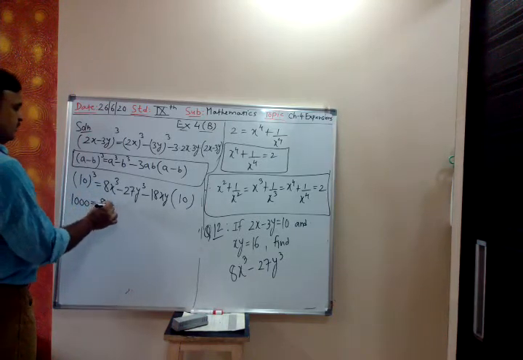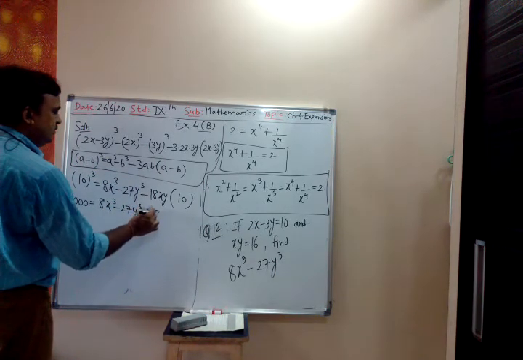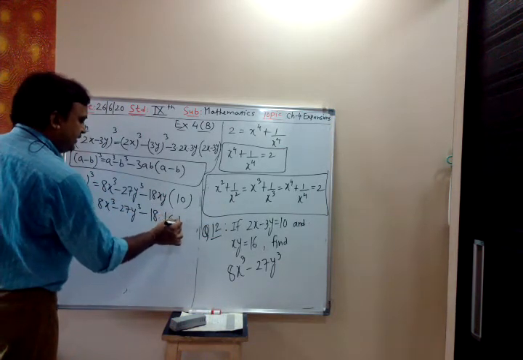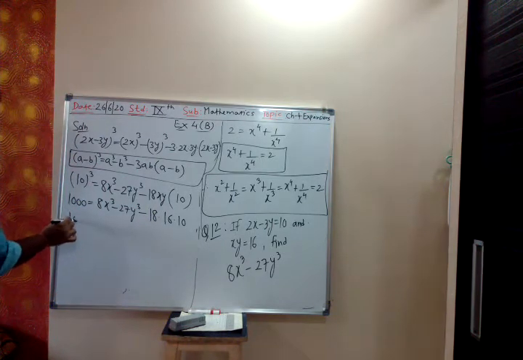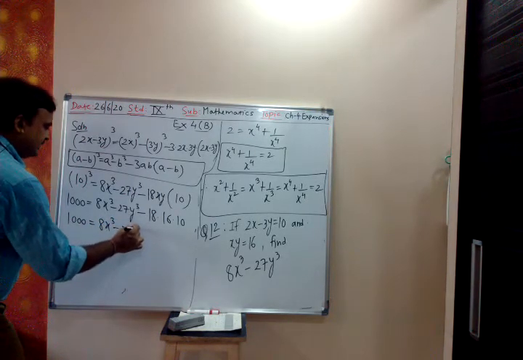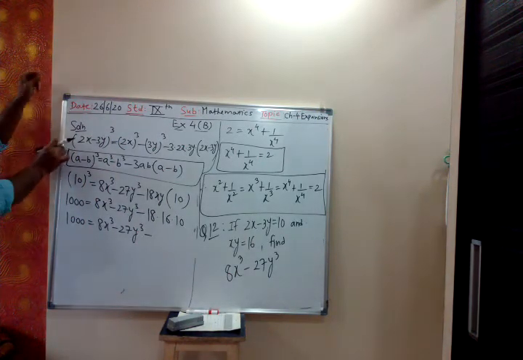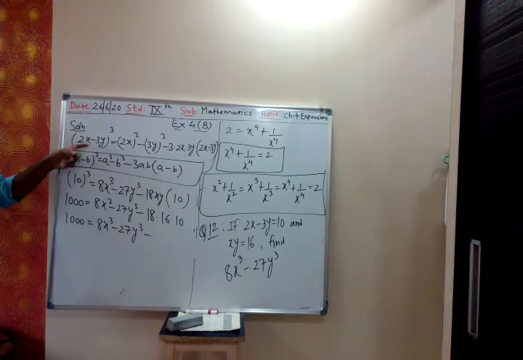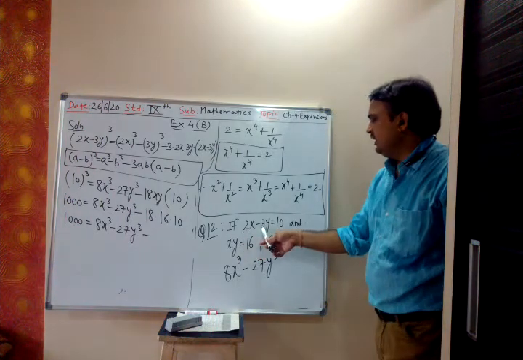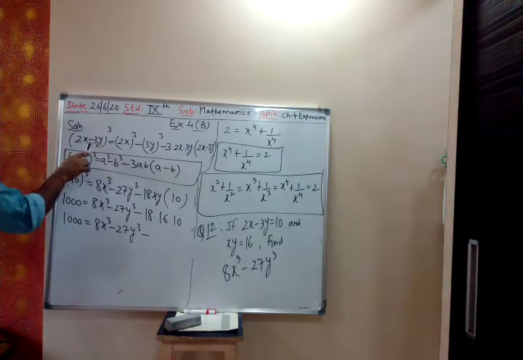So 8x cube minus 27y cube minus 18 into xy. xy is given 16. So 18 into 16 into 10. See, 2x minus 3y, this value is given 10. So in place of this, I am writing 10. So that becomes 10 cube.